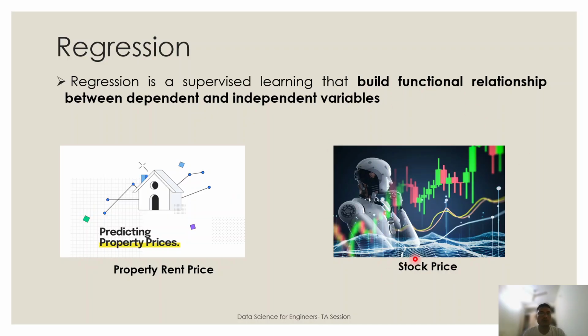Another one is stock. Based upon what exactly the stock price is today, they will have the stock prices of the past few years, and what exactly is happening within that company or within that country. Based upon that you can predict the stock price. So these are kinds of prediction problems where you have some variables, and based upon that you are predicting something.